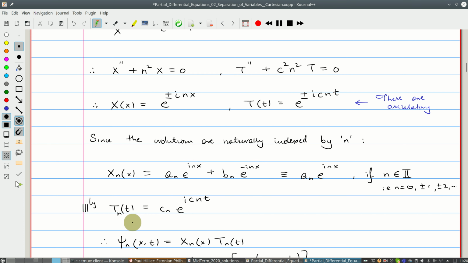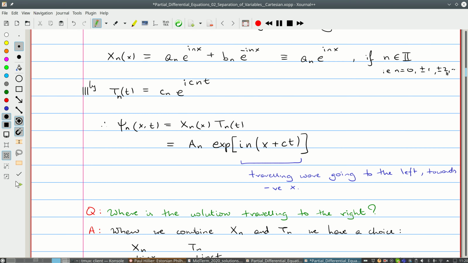In the same way, we could write the time solution, T_n, that's n and not r, is written as C_n times e to the i c n t. Perhaps I should have called this B_n, but I didn't want to confuse it with this B here.